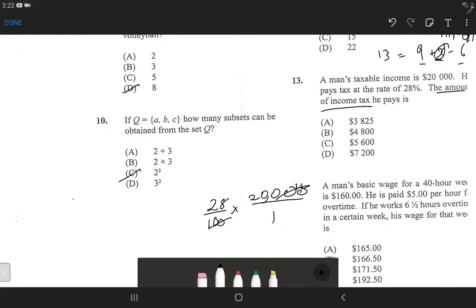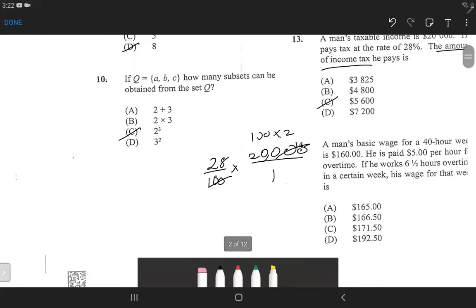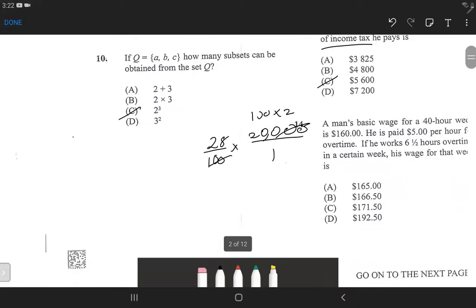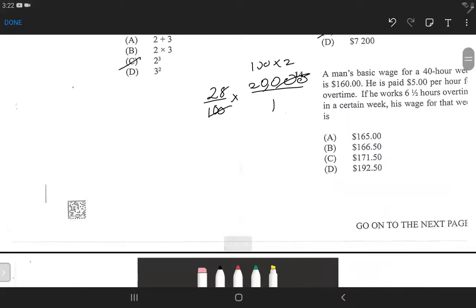Cancel the zeros, so you have $2,800. Well, this is 100 by 2, right? Because it's 200. So 2,800 by 2 is 5,600 he pays, right? If they want to do that. But remember, they cannot use calculators. Calculators are not allowed in Paper 1.